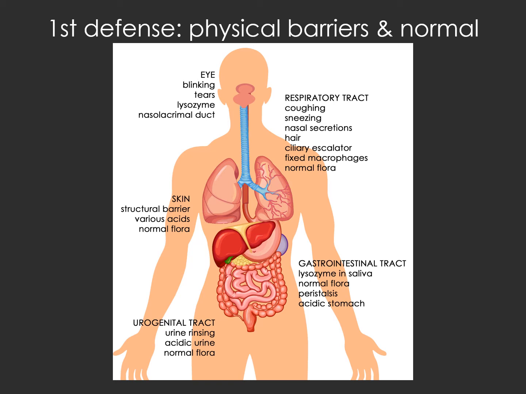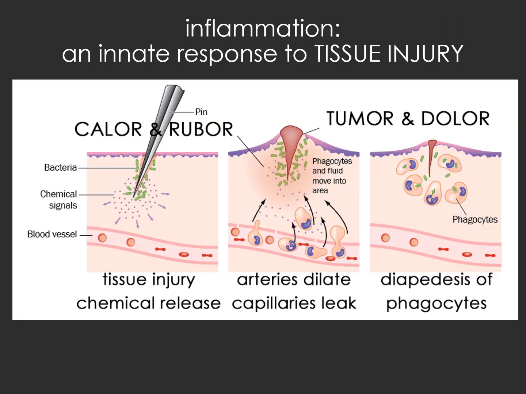We're going to move on now to sort of a second round of defenses that are still considered innate defenses. They're considered a second round because they come on board if these first defenses, the physical barriers, are breached. And the first of those is actually a response to the damage of skin, and that is called inflammation.